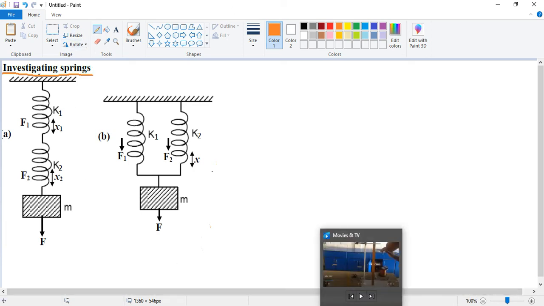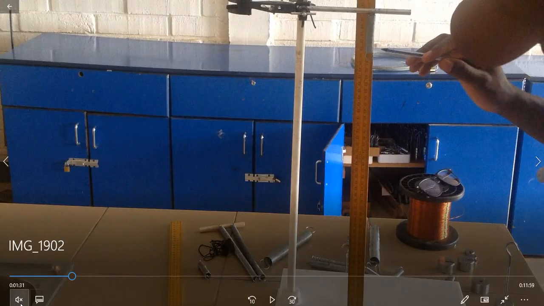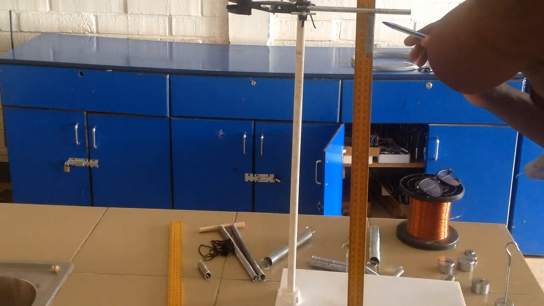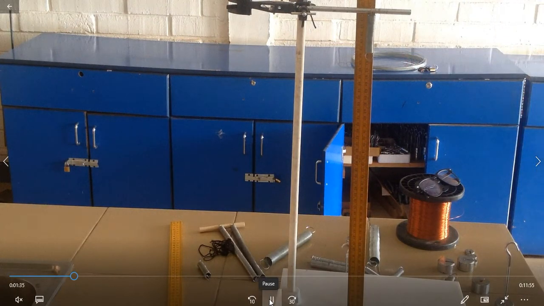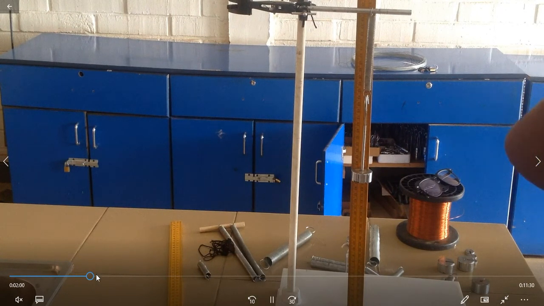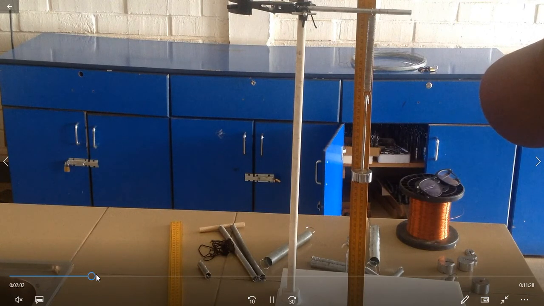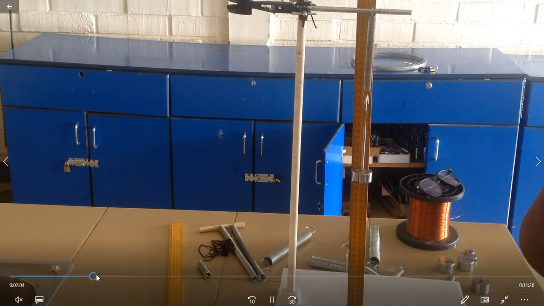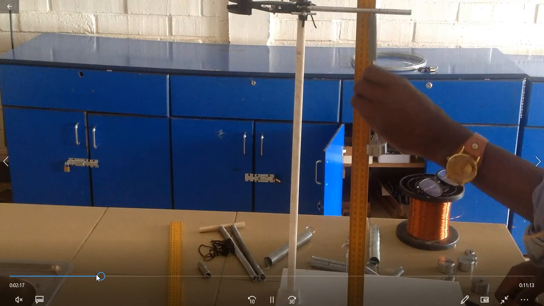Maybe before we advance, I want you to observe what I was doing in the lab. So this is what I was doing. I first looked at an individual spring. I'll skip some of these. After knowing the original length, I loaded it with a mass and I noted the extension, the change in length when it is loaded with a mass.